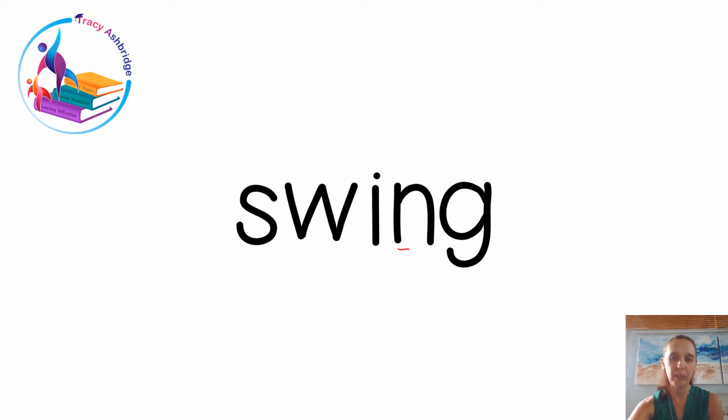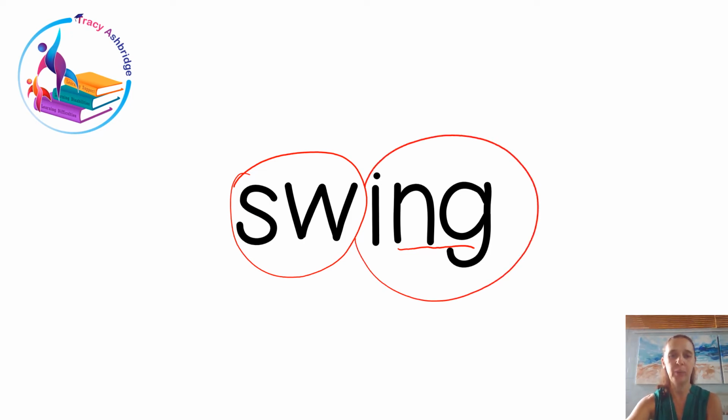Now ng work together, making a funny sound. It comes out from the back of your nose. Think of it as strong. So we'd go s, w, i, ng. And again, if the memory overload is too much, we would sound out the beginning. Sw, ing, sw, ing, swing.